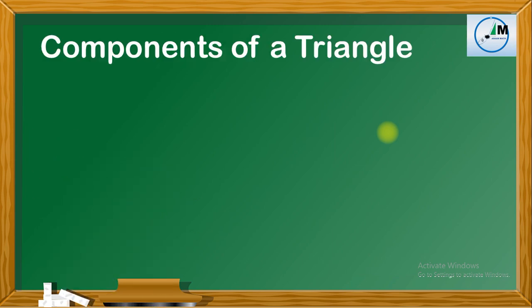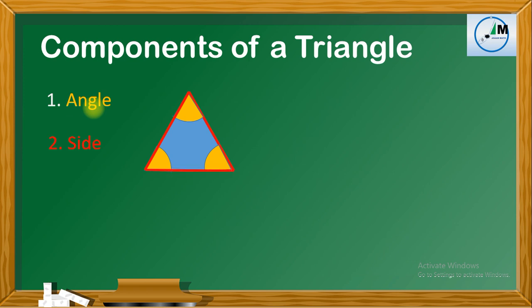Now components of a triangle. You can see in a triangle there are two types of components. The first one is angle and another is sides. It has three sides and three angles. So these are the two components, that is angle and side. Now based on these two types, a triangle has six types, so we will discuss it in the next slide. These are the three angles, the yellow shape that you can see on the slide, and the three red lines are the sides of a triangle.